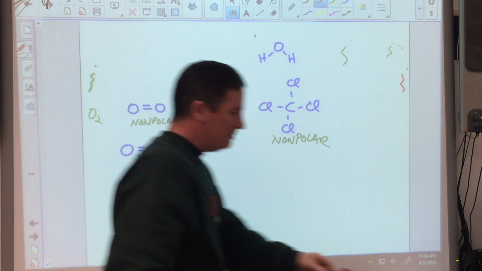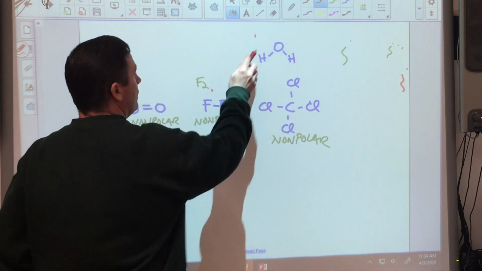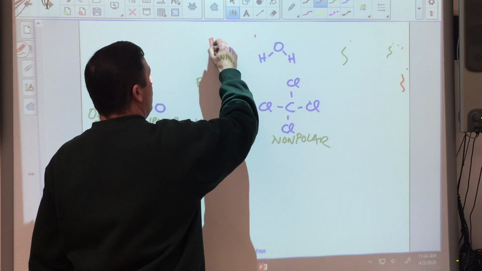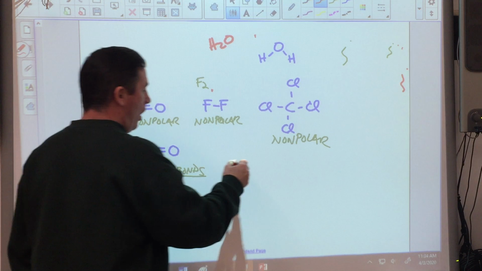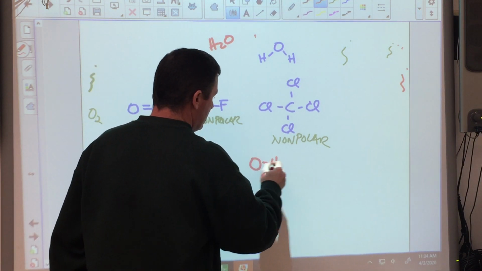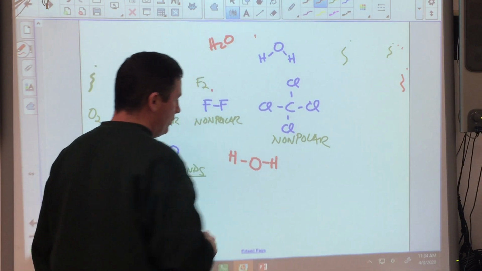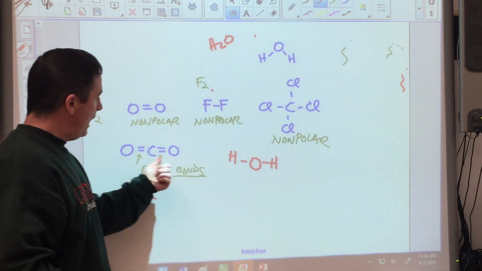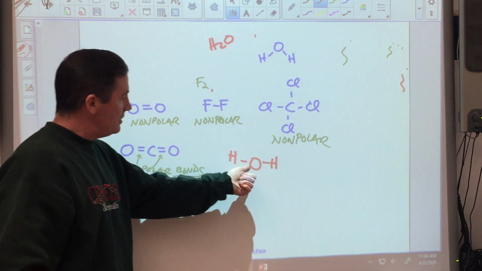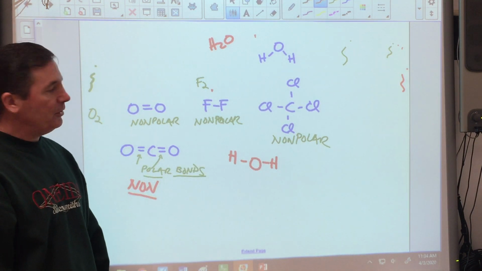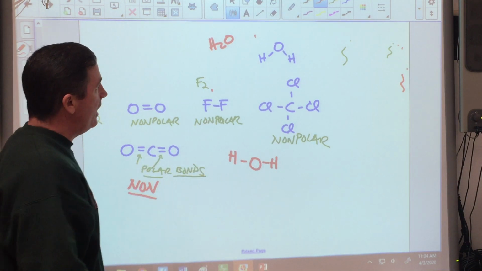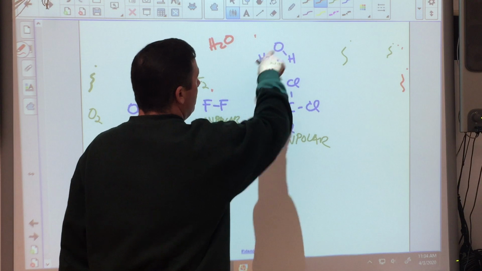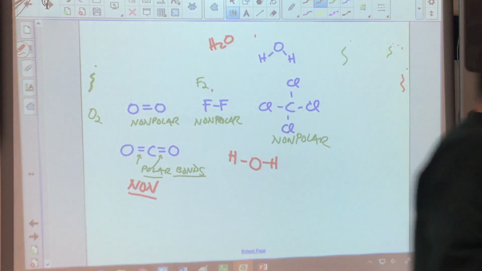All right, last one is water, H2O. Now, if water were shaped like this, you could use that same logic as carbon dioxide to say that water is not polar. However, water does not make that angle. Water makes an angle like that. I'll show you right here.